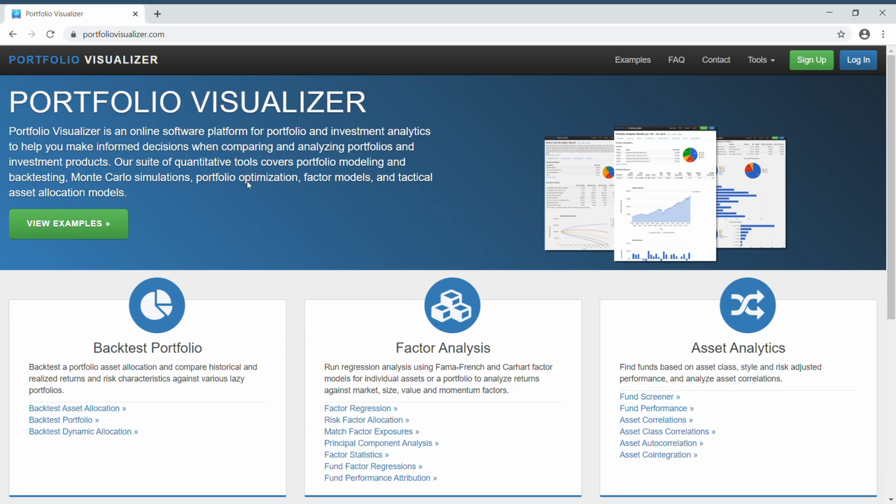Morning, everybody. This is the website that I use to determine my asset allocation for my portfolio. Super easy to use. Love this website. It's called portfoliovisualizer.com. So what you do is you go to the website. It's completely free. And then if you go down here to the lower left side, you can see backtest asset allocation. Click on that.